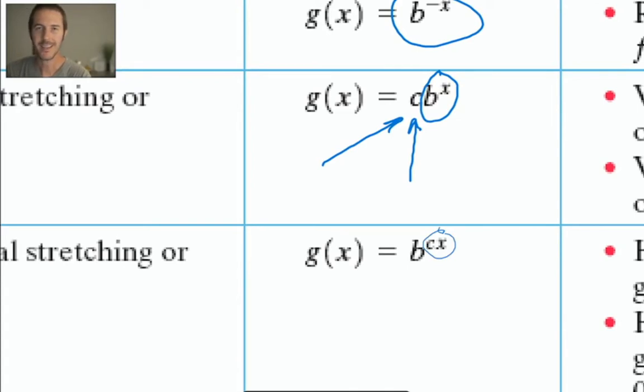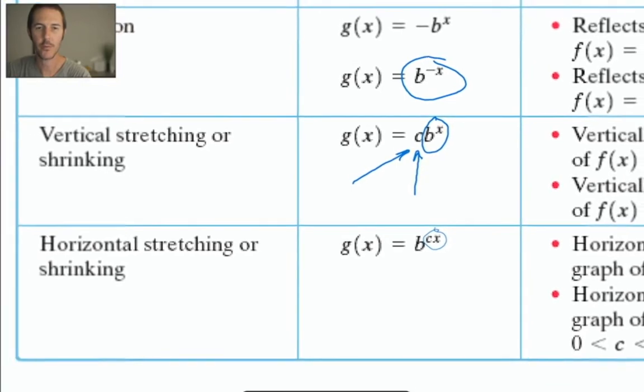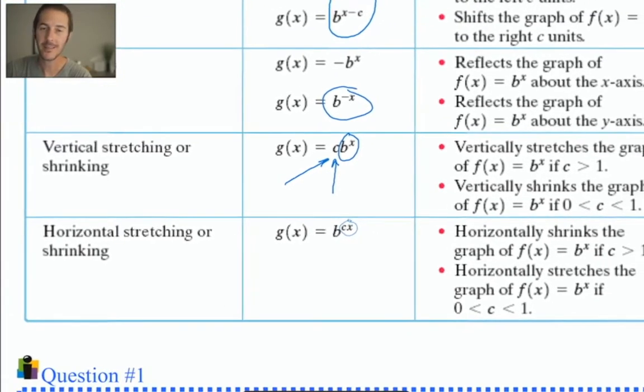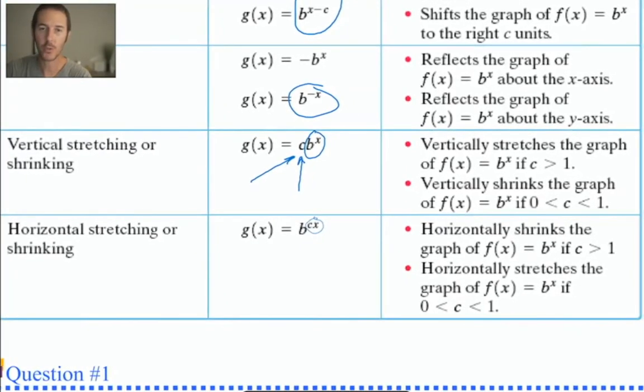Now, if your modification happens by multiplication inside your function, then you're modifying the x value. So it's not a surprise that your horizontal stretch or shrink is going to happen in the x direction. However, it's again backwards from what you might expect. If I multiply my exponent x by 2, if my c value is a 2, then my graph actually gets horizontally shrunk.